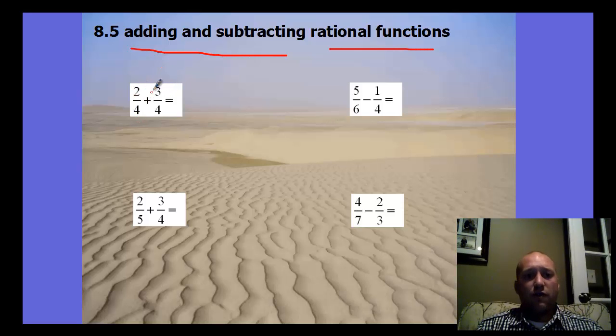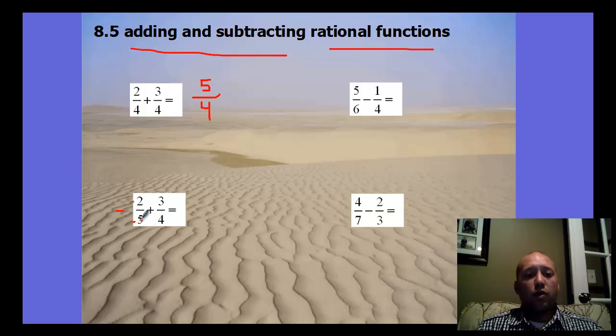So here, if we have 2 fourths plus 3 fourths, we add the numerators to get 5. The denominator stays the same, 4. And then if we're adding fractions that do not have the same denominator, like down here, 2 fifths plus 3 fourths, we need to make common denominators. You multiply the bottom and the top by the same number so that 5 and 4 become the same number, a common multiple.